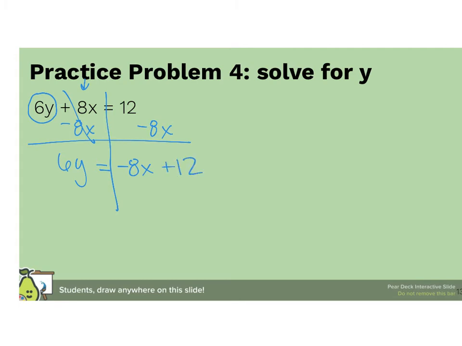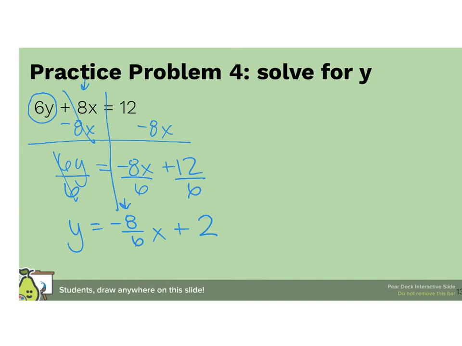I want the y by itself, so the 6 has to go. Divide everything by 6. I have my y. I have negative 8, 6. Bring the fraction down first, then the x. And then I have 12 divided by 6, which I know is 2. But I'm looking at this, and I can simplify.